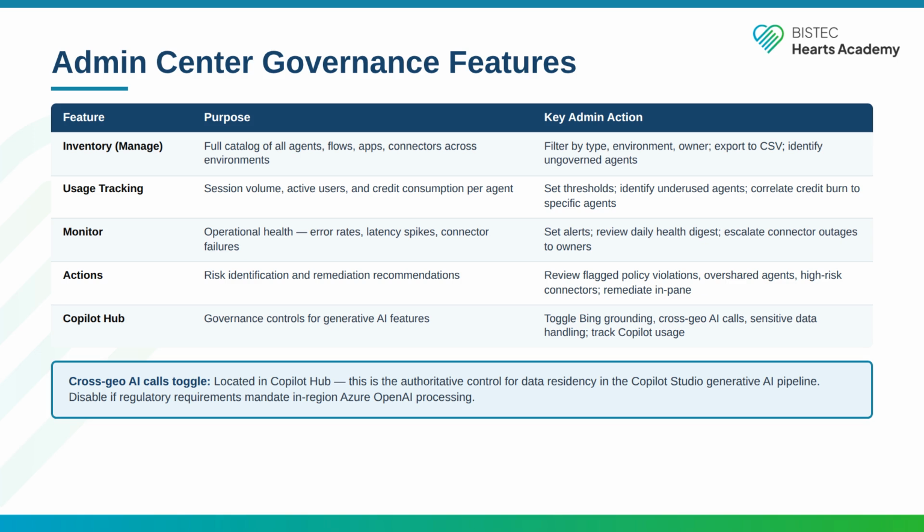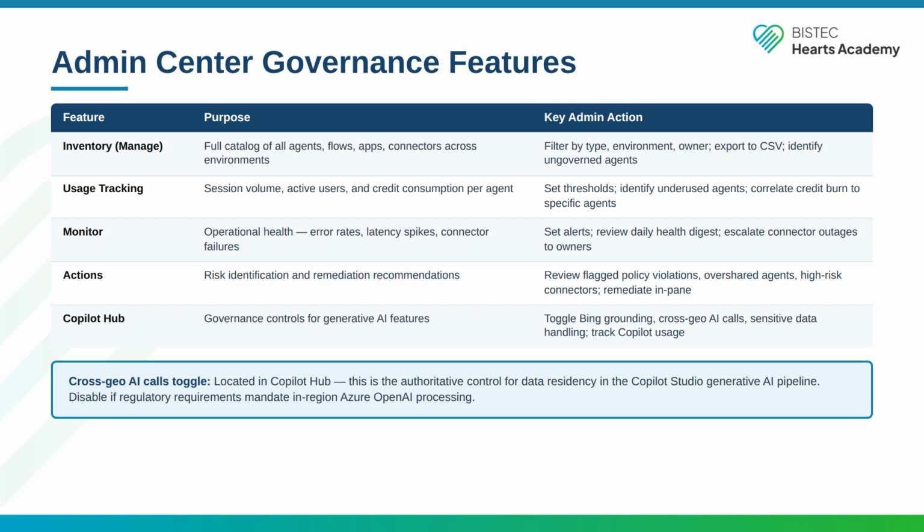Copilot Hub provides governance controls specific to generative AI features. The admin actions here are toggling Bing grounding, cross-geo AI call routing, and sensitive data handling settings, and tracking Copilot usage per environment. The cross-geo AI calls toggle deserves specific attention.